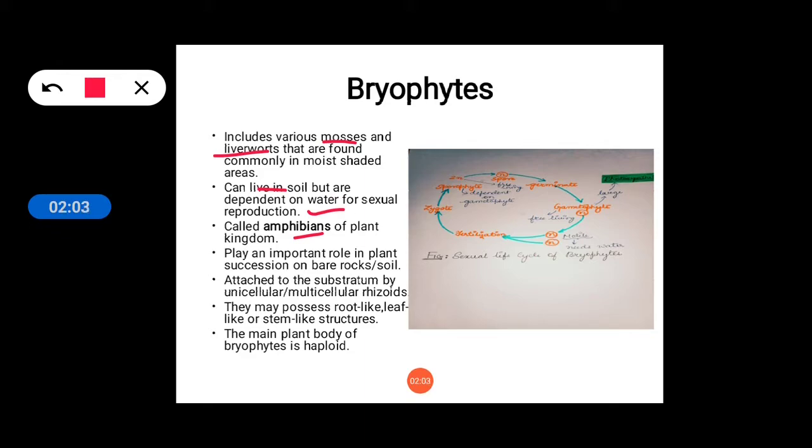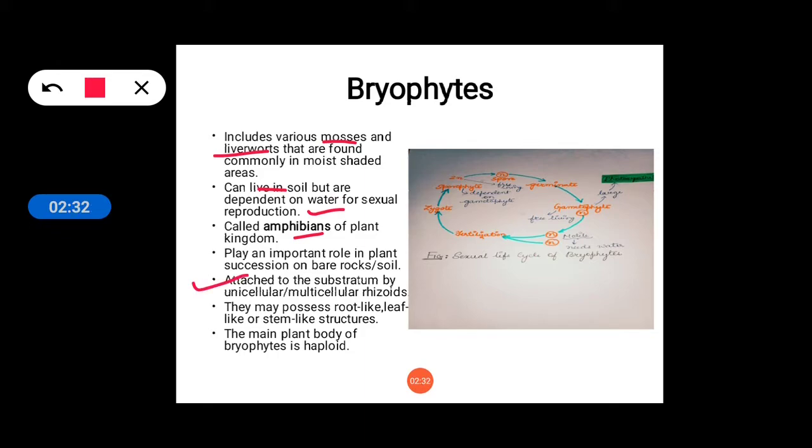Bryophytes play an important role in plant succession on bare rocks or soil. On some bare rocks where nothing is there, the bryophytes are the first to come and grow. So they play an important role in plant succession.